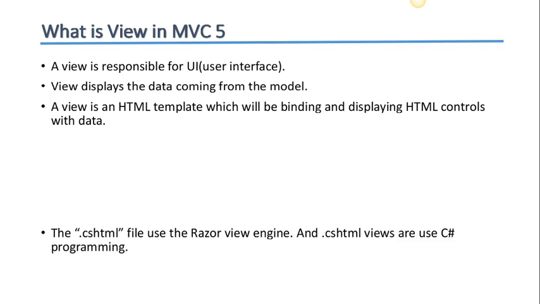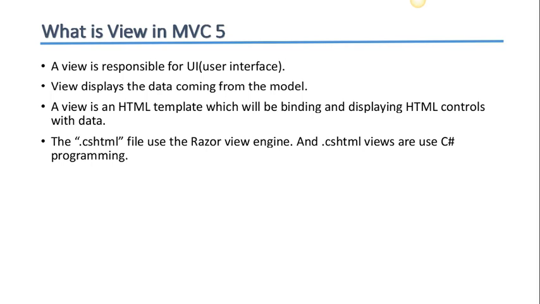And the extension of view is .cshtml, and a .cshtml file uses the Razor View engine. The extension .cshtml means the combination of C# and HTML. So if you use C#, then the extension of view is .cshtml, and if you use the VB language, then the extension of view is .vbhtml. So based on the language, the extension will change.